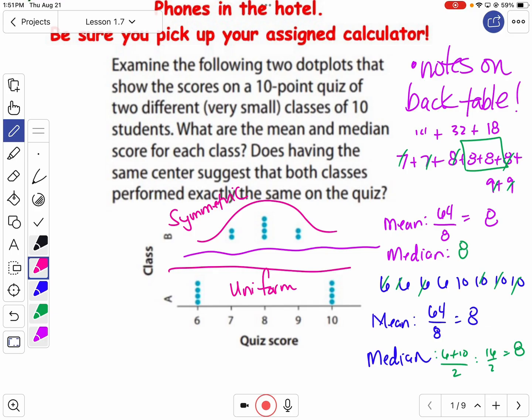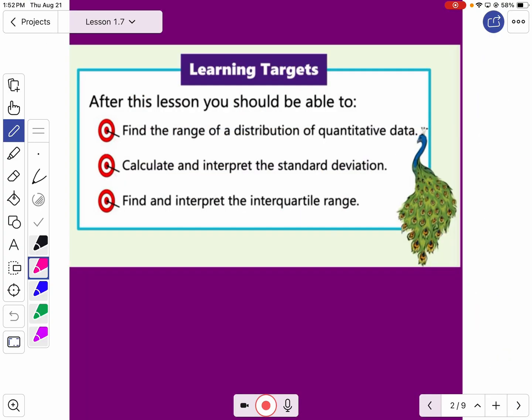So that's what we're going to talk about today. How do we get the same mean and median, but the data looks so different? And what does it mean? So things we're going to discuss today: range, something called the standard deviation, and something called the interquartile range. We're just going to discuss all of that.